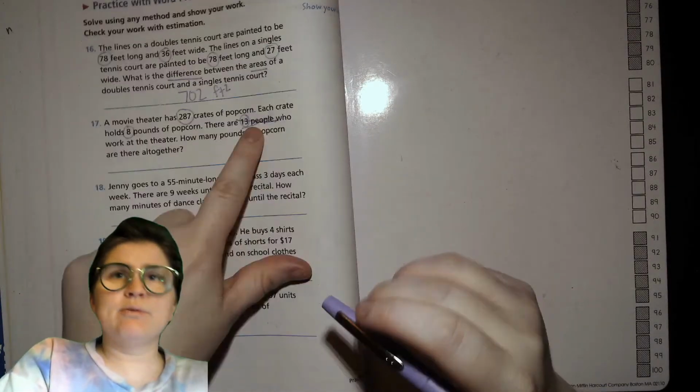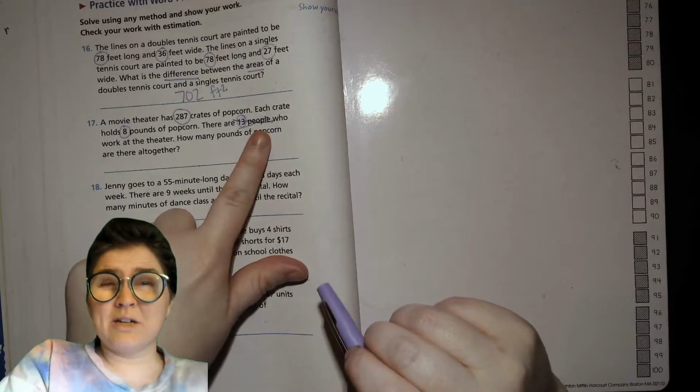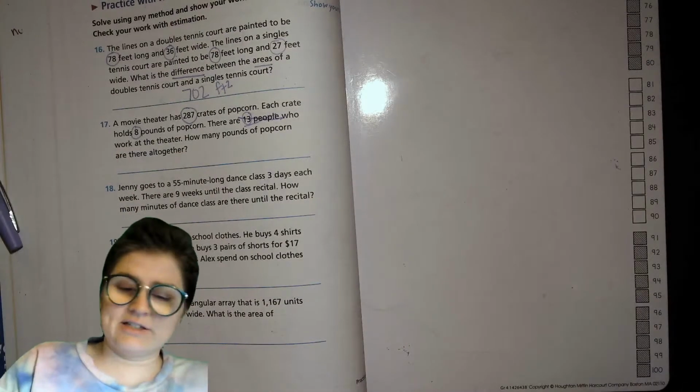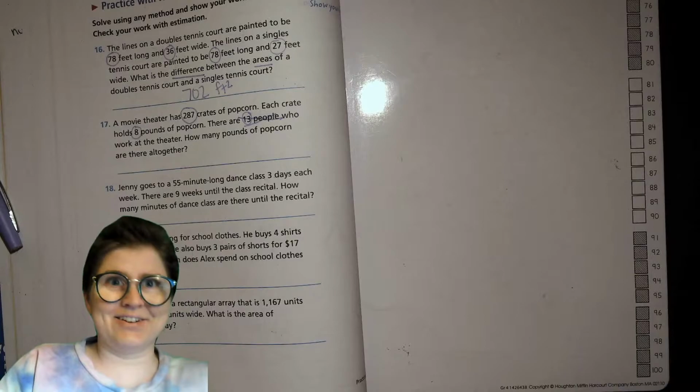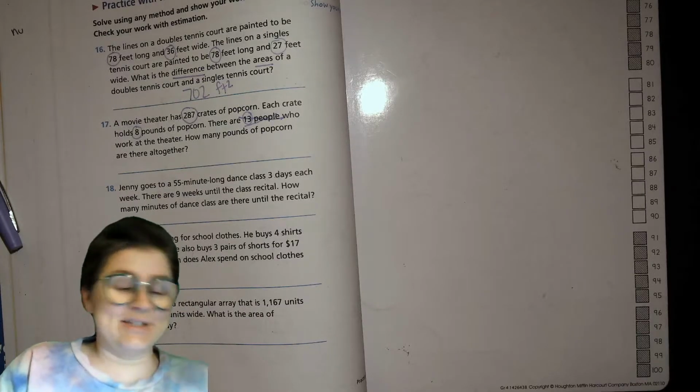I do recommend that when you cross it out, you do it in a way that you could still read it. That way, if you accidentally cross out something and you're like, oh, I did need that number, you still can see what it says.